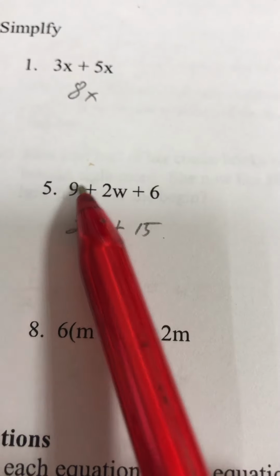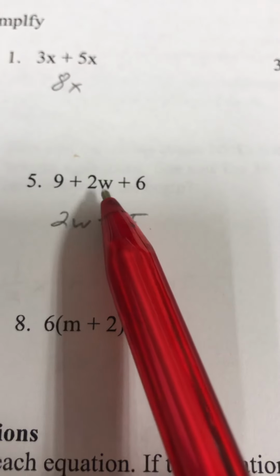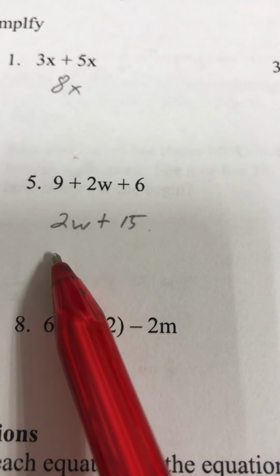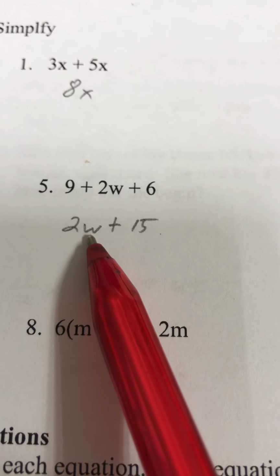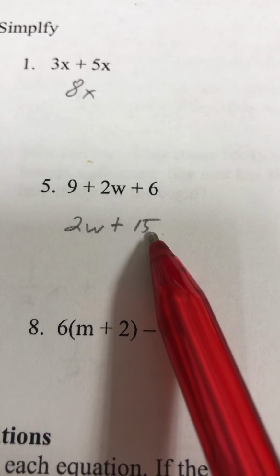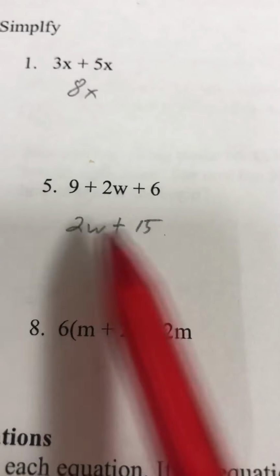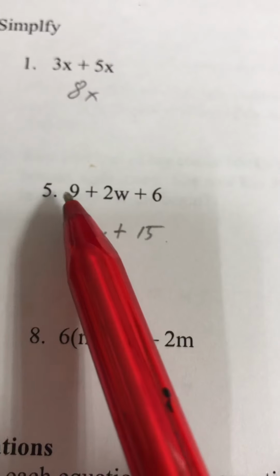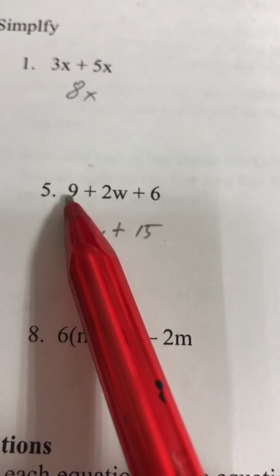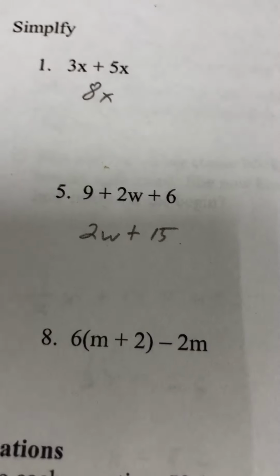And I like to do that because in the future you'll see that I like to list the constant with the variable first before I just write a constant, a number that does not have a variable with it, because you'll see that's how it's usually written. So I do have these two numbers that don't have a variable with them, a 9 and a 6. I add those together. 9 plus 6 is going to be 15.